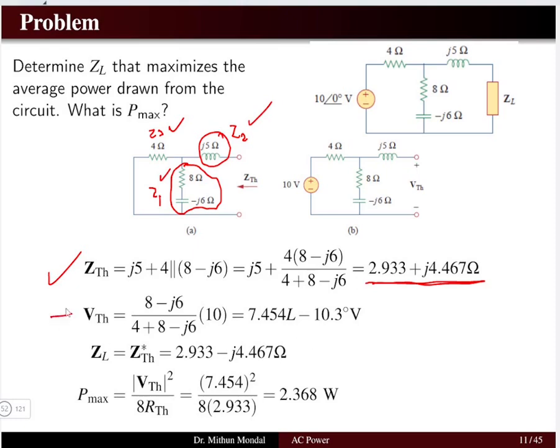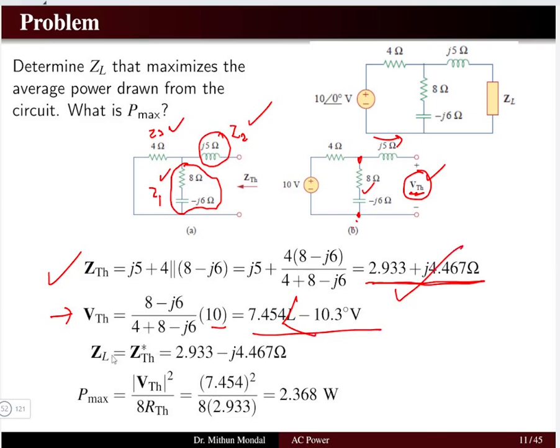Now voltage Thevenin is basically the open circuit voltage here. So if we need to determine that, we have to get the voltage across this 8 minus J6 ohms impedance, because it will have the same voltage, no current is flowing here. So the voltage will be the same as the voltage Thevenin. We are applying the voltage division rule here to find the voltage Thevenin. Please revise the voltage division rule to understand how we have done this. Then we will get the value of the voltage Thevenin. We have got the value of Z Thevenin.